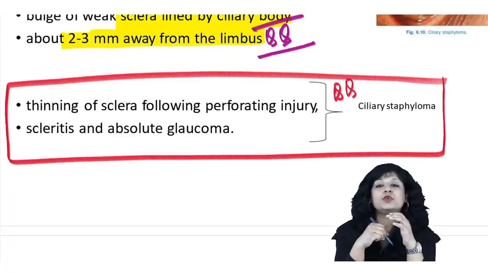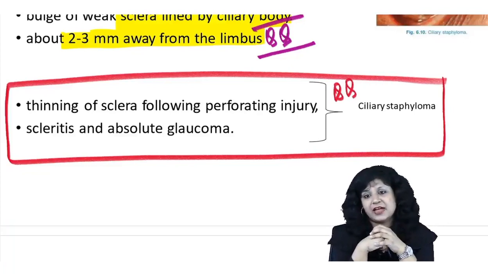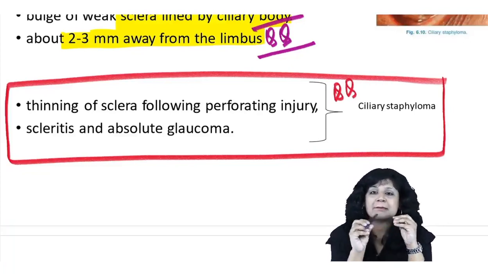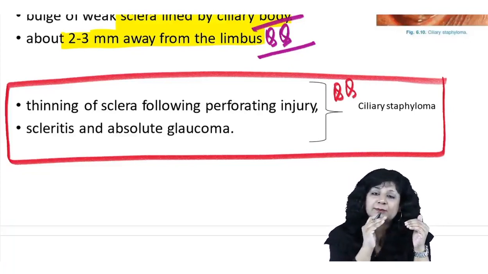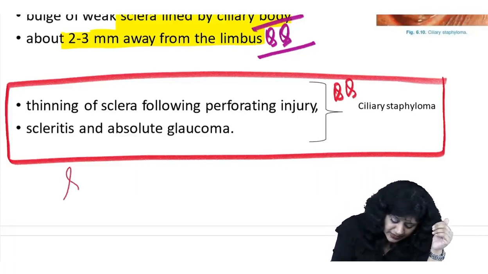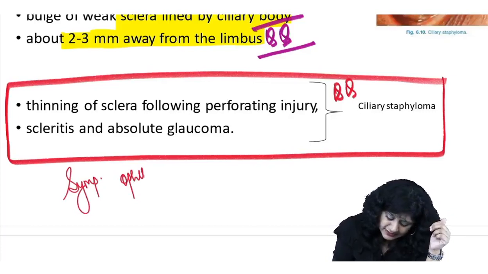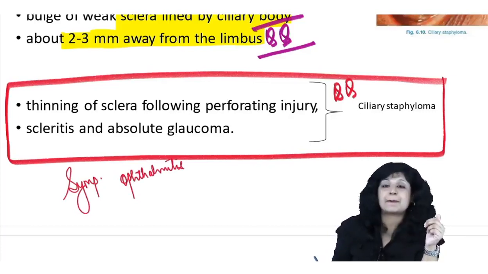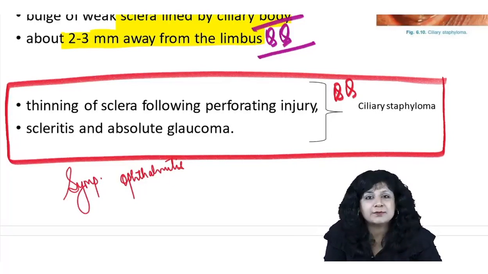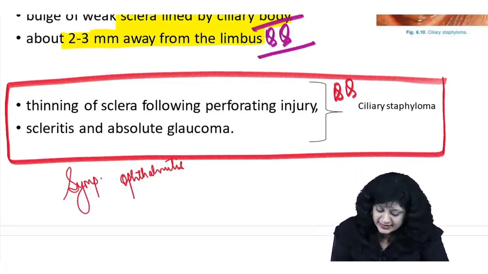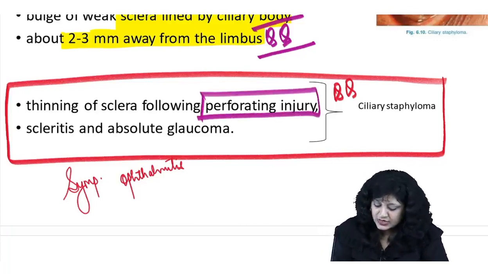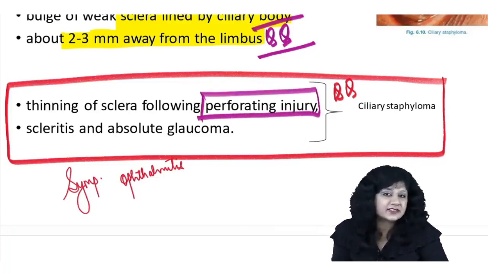So where do you get the ciliary staphyloma? Do you remember that when we have the perforating injury and we have this sympathetic ophthalmitis? In cases of sympathetic ophthalmitis, the trauma is actually taking place at the level of the ciliary body, which is called the dangerous area of the eyeball. So in cases of the perforating injury, we will have the ciliary staphyloma.